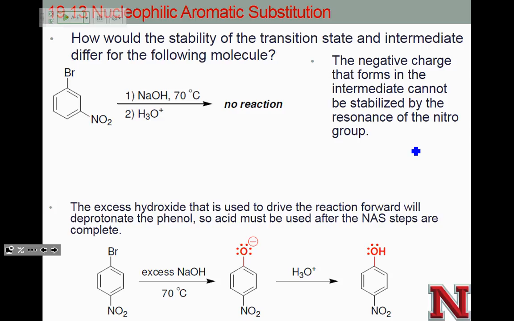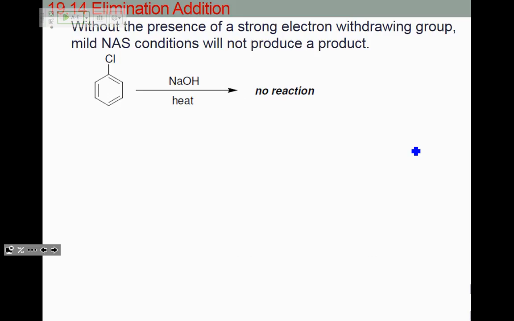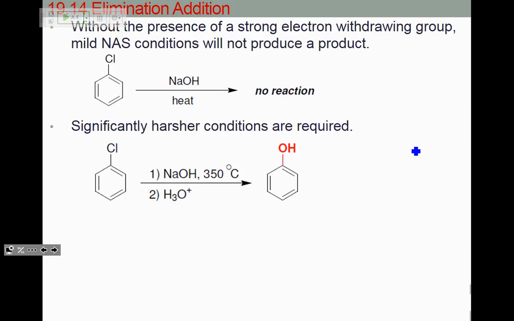If we use excess NaOH, we may also deprotonate the oxygen. So not only does the H3O plus help to neutralize any of this leftover, but it also reprotonates. That's just a side thing with the mechanism. Sodium hydroxide can deprotonate the phenol. Without the presence of an electron withdrawing group, at the conditions we've discussed, we won't get a reaction, unless we push that to really, really high conditions.